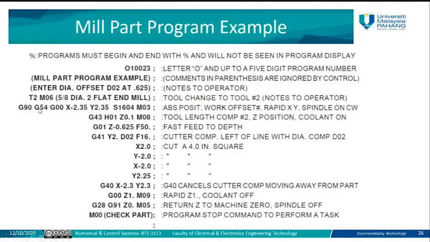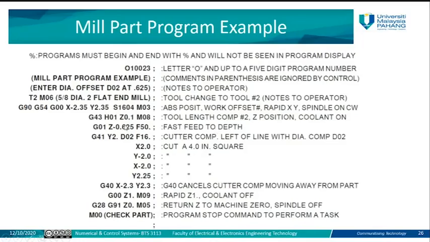Then G90, G54, G00, which are G codes, modal codes, to define the absolute mode, the work offset, the rapid movement, and so on, as we learned before. Each one will be explained here. Then if you already start to do, for example, G01 at feed rate of 50, then this defines the feed rate for the previous move, which is the fast feed to depth.